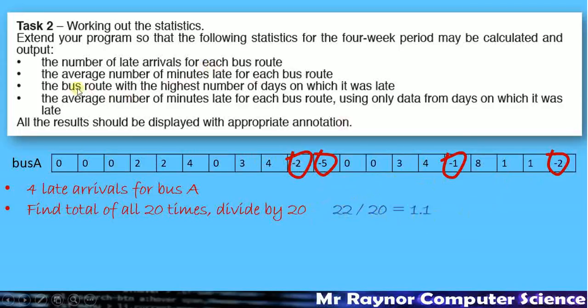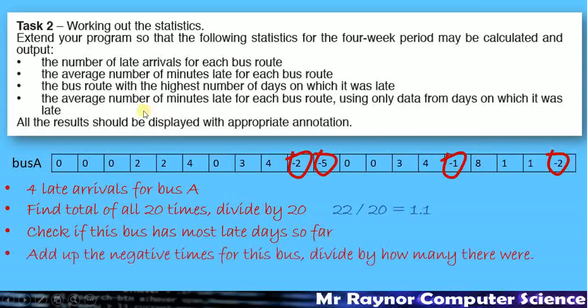Okay. Third point, the bus route with the highest number of days on which it was late. So we've already figured out that there were 4 late buses for A. We'd have to do the same for each bus. So we could do that by having a variable that stores which bus has the most late days so far, and after we've checked each bus, just compare the value. So for example, if we already know that A has got 4 lates, when we look through B, let's say that B has 6 late buses, then we could compare the 6 with the 4, it's greater, so now we know that B is the worst one so far, and so on for each bus.